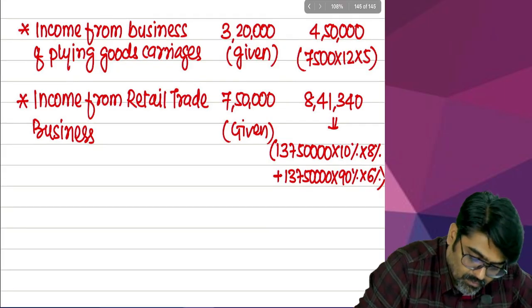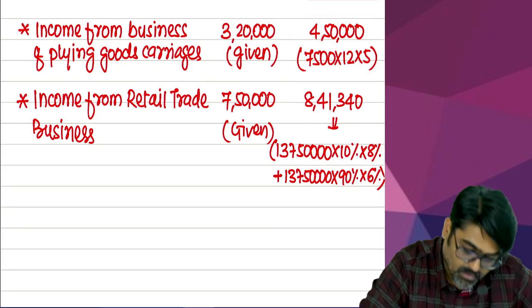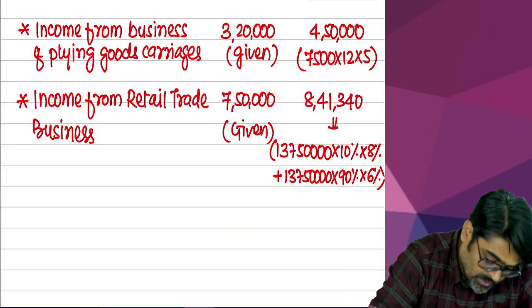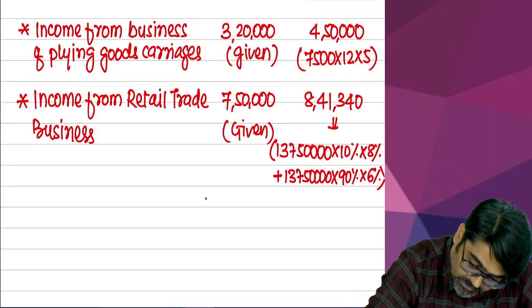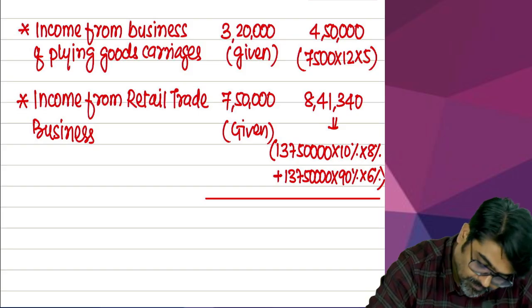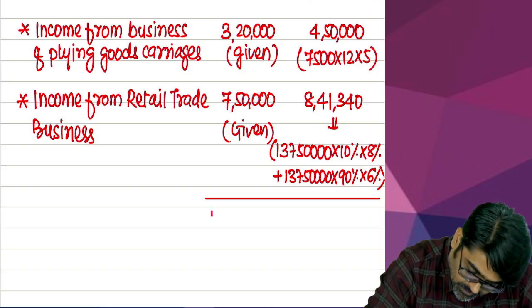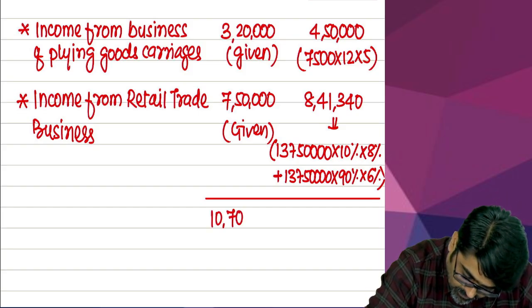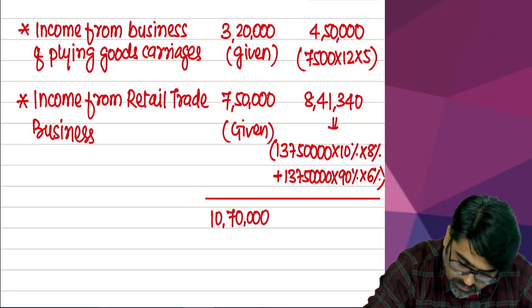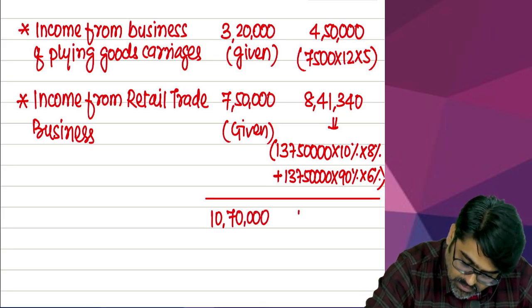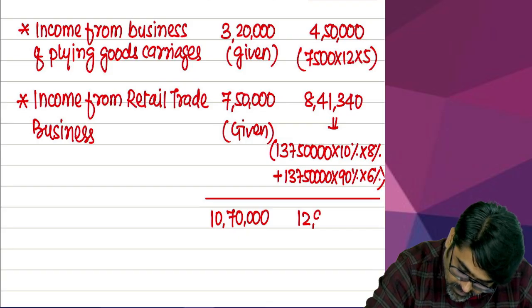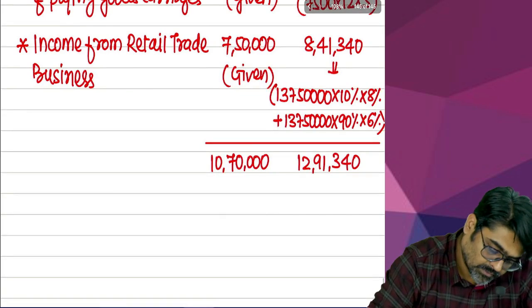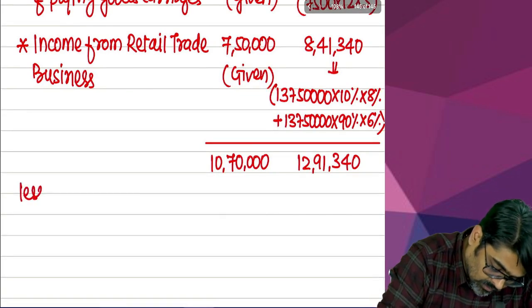Now tell me, both the incomes you are having. How much is total? This will be 10,70,000 and this will be how much? 12,91,340. Everyone got this? Now out of this, less what?